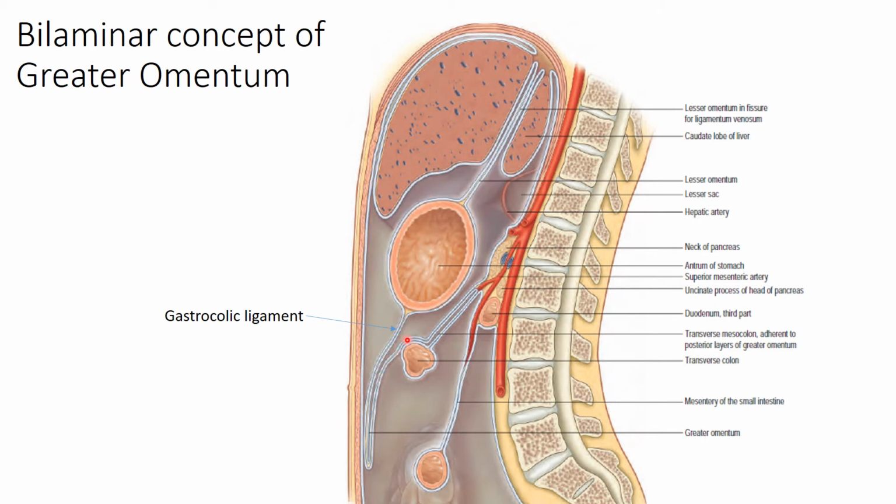Now this posterior sheet passes just anterior to the transverse colon and its mesentery, which is the transverse mesocolon, as well as the body and the head of the pancreas. And then this posterior lamina of the posterior sheet is attached just above the attachment of the transverse mesocolon. And this anterior lamina of the posterior sheet is in continuity with the posterior wall of the lesser sac.